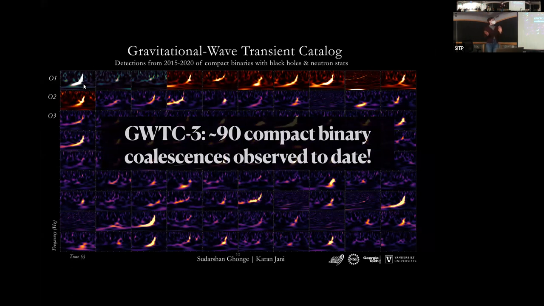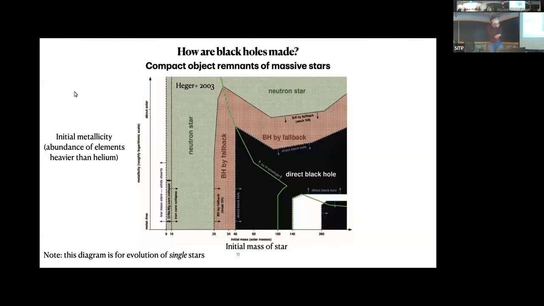And these are mostly mergers of two black holes, although there's a couple of binary neutron stars in there, as well as a couple of neutron star black hole mergers. But I'll mostly be focusing on the binary black holes, just because there are more of them. So when we have these gravitational wave observations of these black holes and neutron stars, one thing that we want to understand is, how are they made? How is our universe making these black holes?